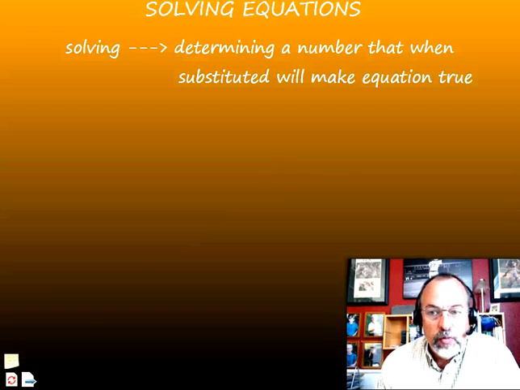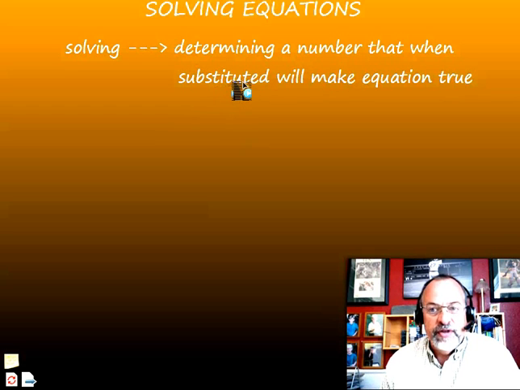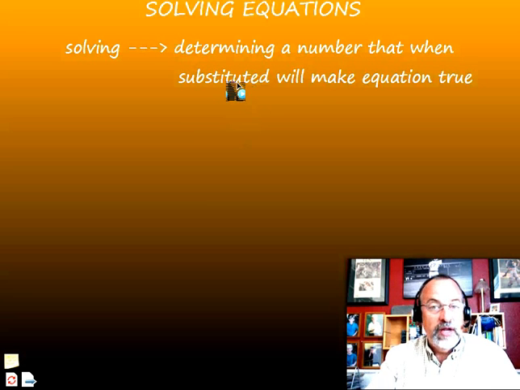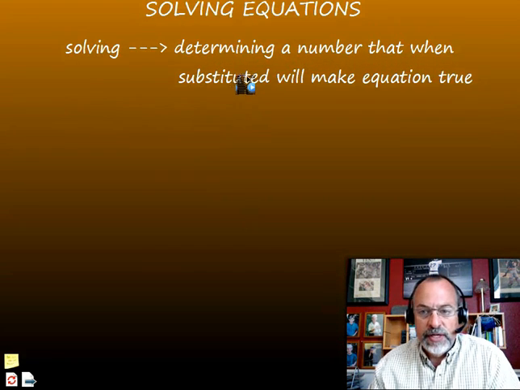When we are solving, we're trying to figure out what the value is for that variable that we could put in the equation, which if we evaluated, substituted, and simplified, the equation would end up being the same, or it would be a true statement.